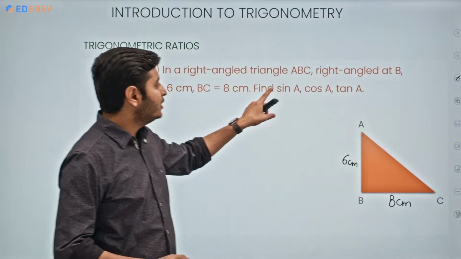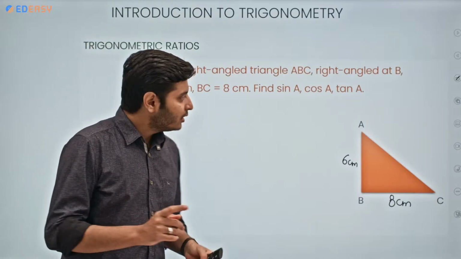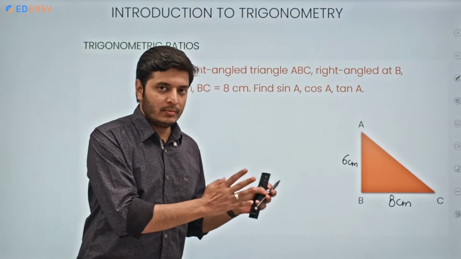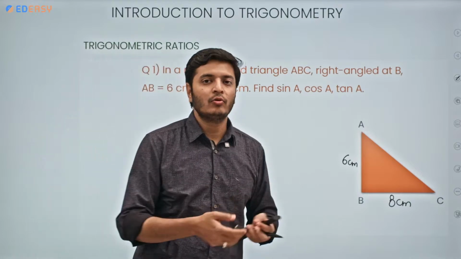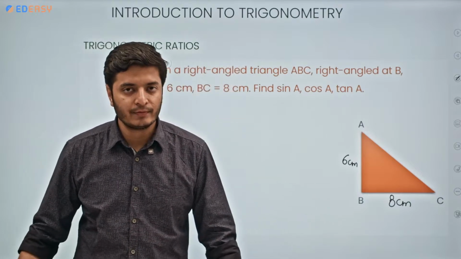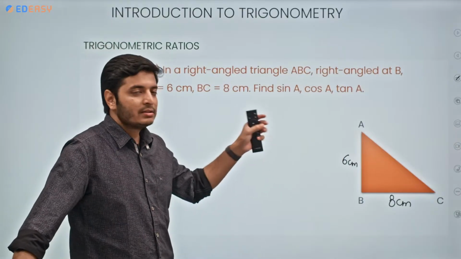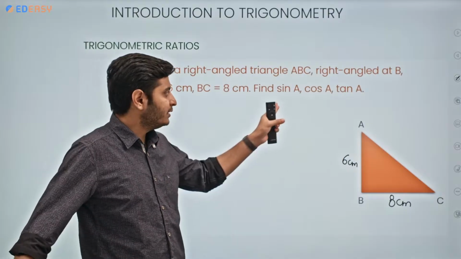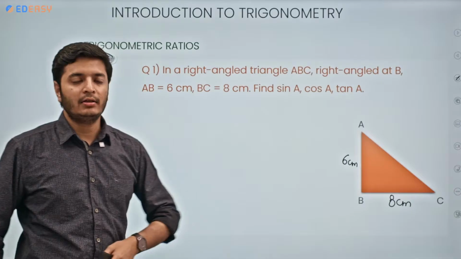We need to find sine A, cos A, tan A. Now this is a very easy problem. If you are thinking how to find this, or how should we approach this, then first thing, what things do we need when we need to find these trigonometric ratios? What are the things we need?